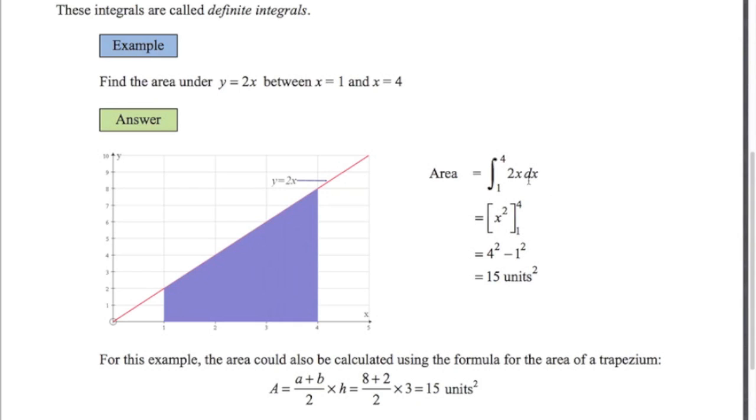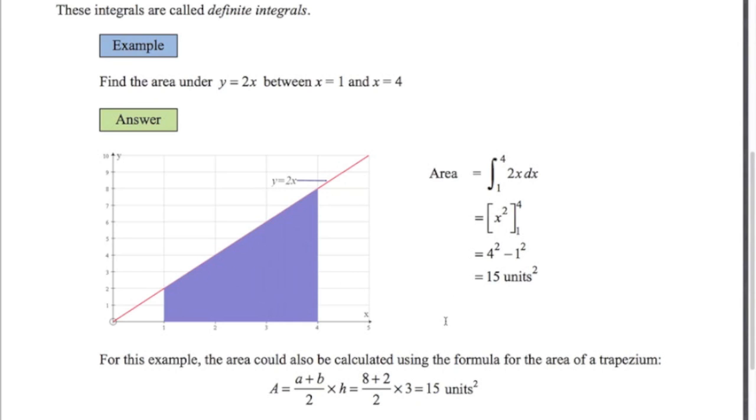Okay, so we want an antiderivative of 2x. So we want to integrate, in other words. Add 1 to the power, divide by the new number. So 2x squared divided by 2 gives us just x squared. So x squared is the antiderivative. And as in the formula we saw above, what we do is we substitute 4 into this antiderivative, minus, then we substitute 1 in. 16 minus 1 is 15 units squared. Okay, so that area is exactly 15.